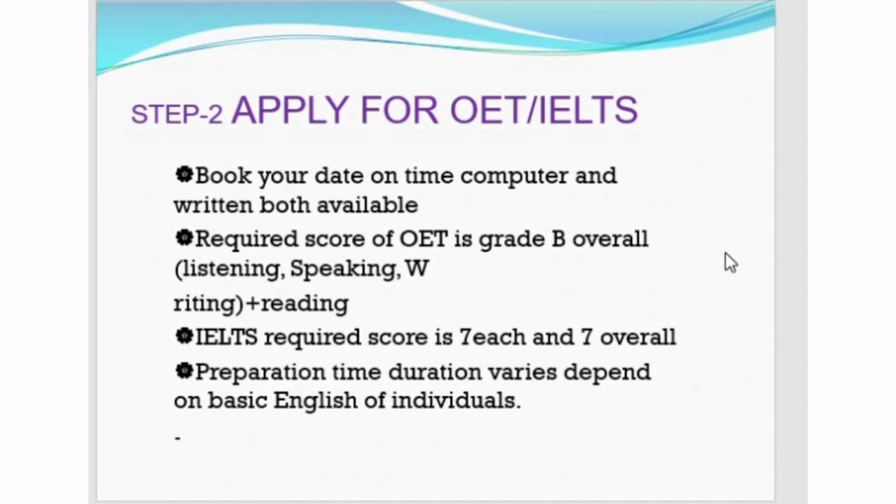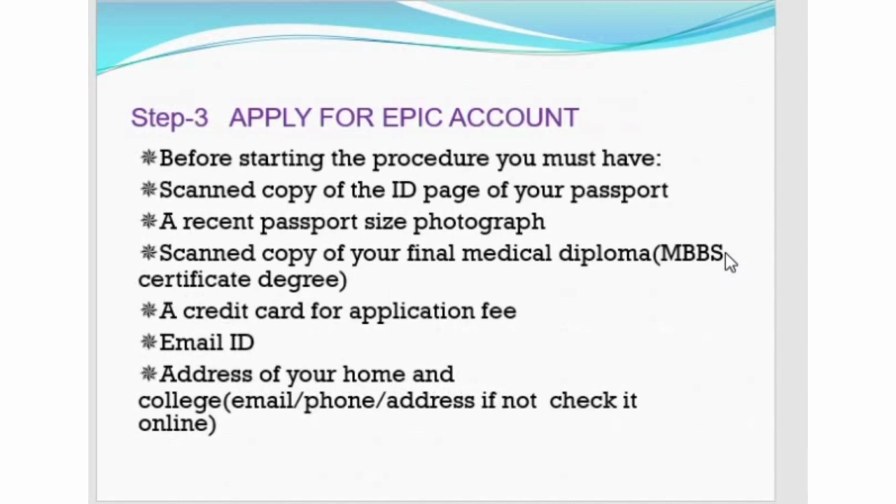Book your date on time; computer and written are both available. The required score for OET is grade B overall in all modules: listening, speaking, writing and reading. The required IELTS score is 7 in each, and overall also 7 band. Okay. Preparation time varies depending on the basic English of individuals. Okay. And step 3 is to apply for an EPIC account.